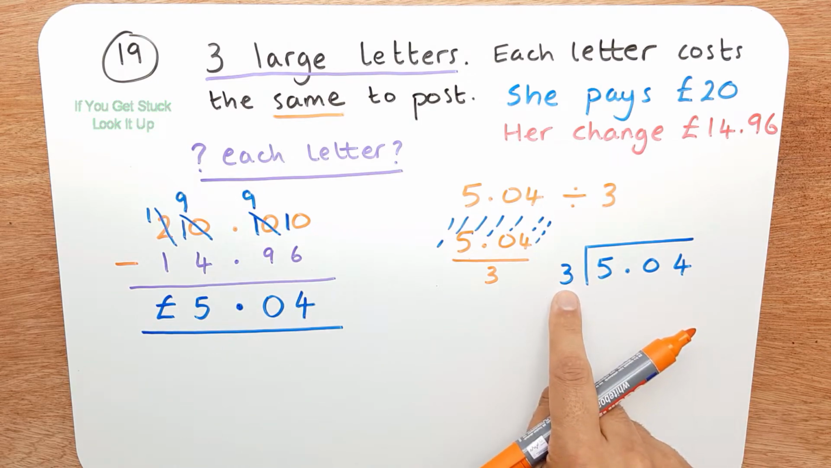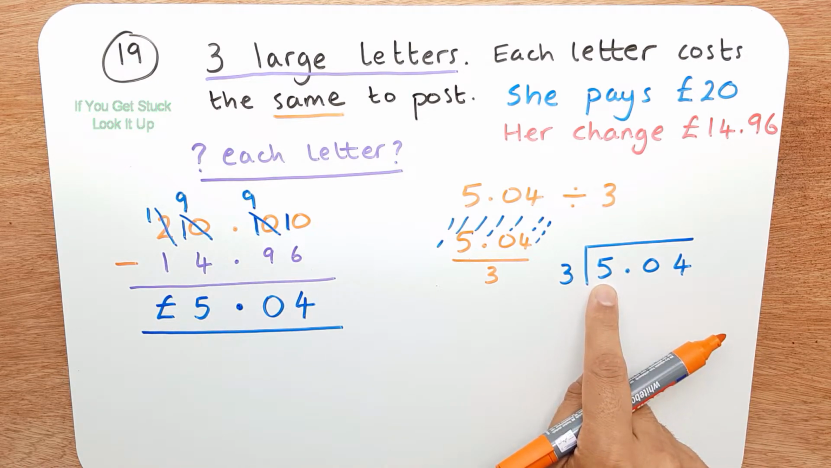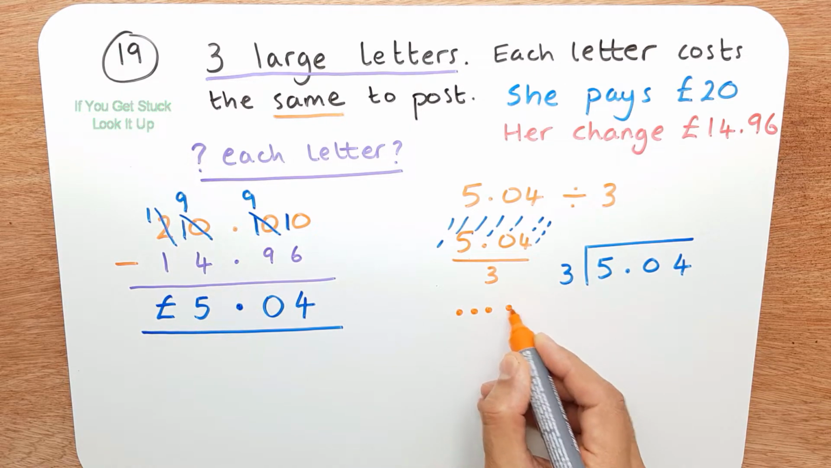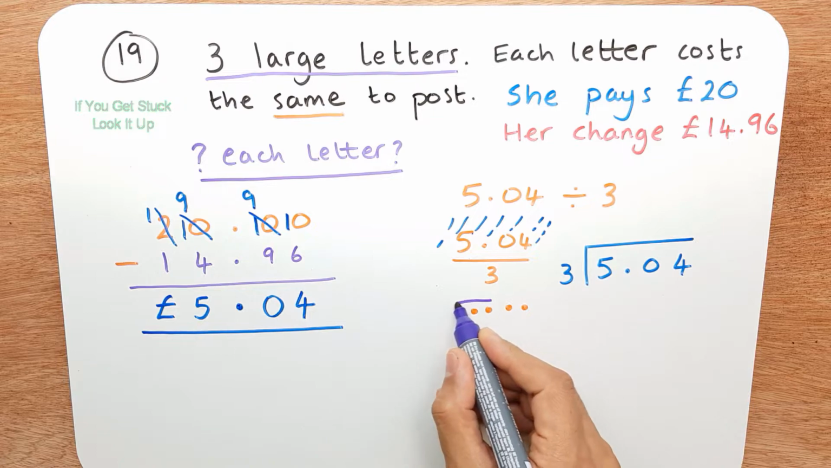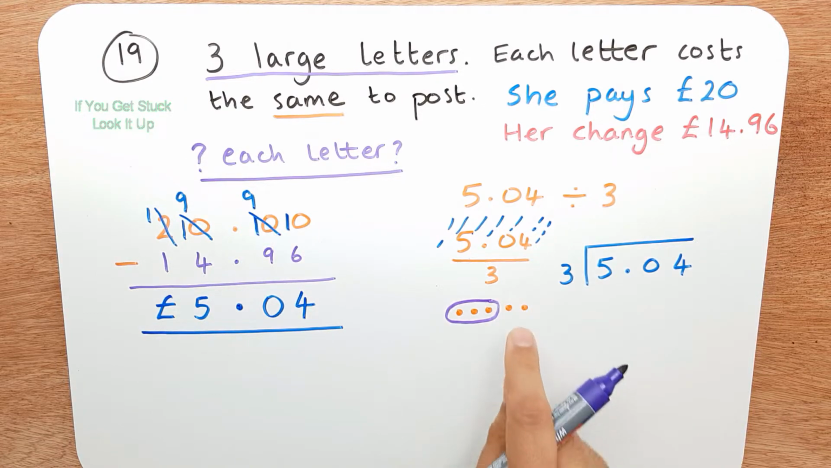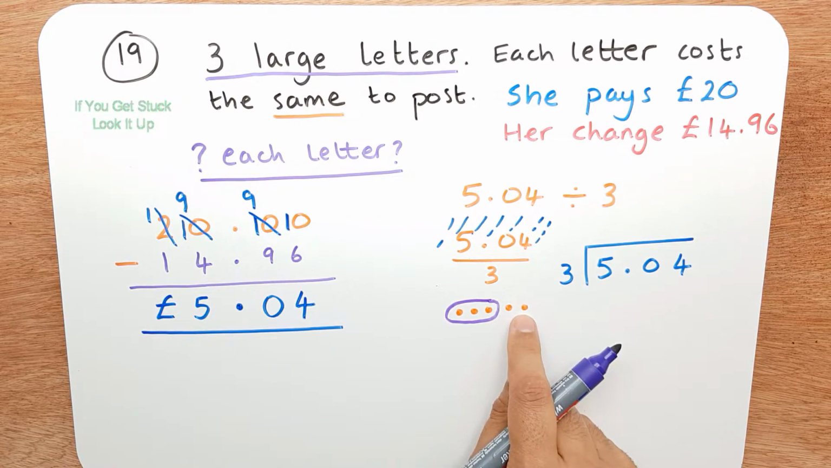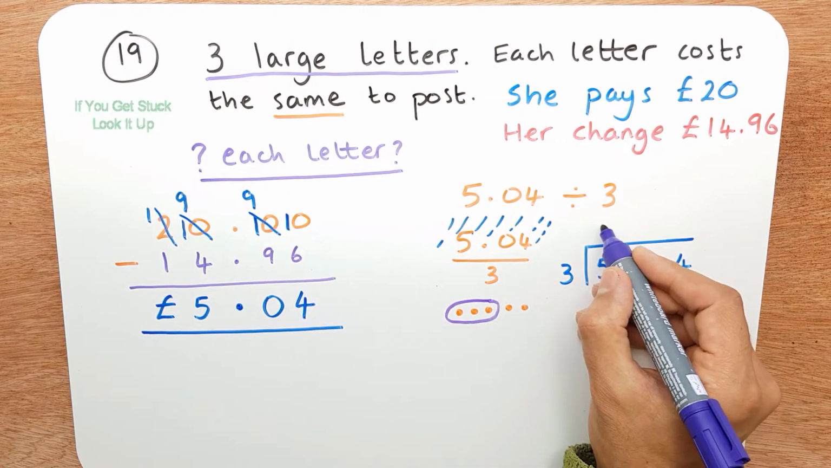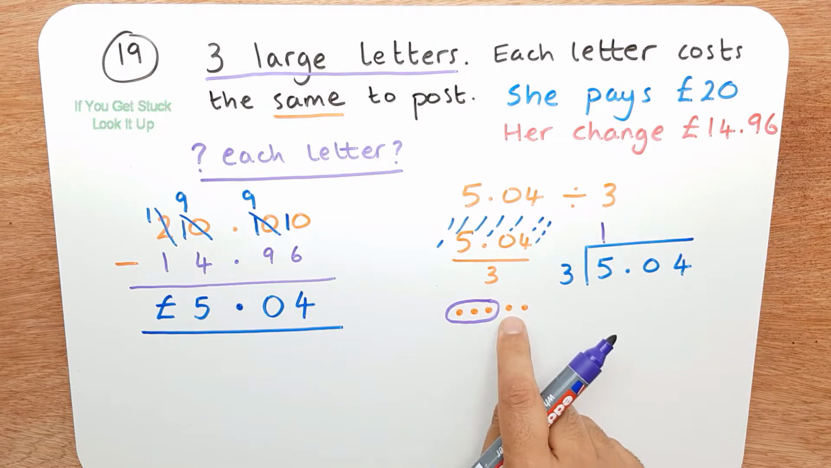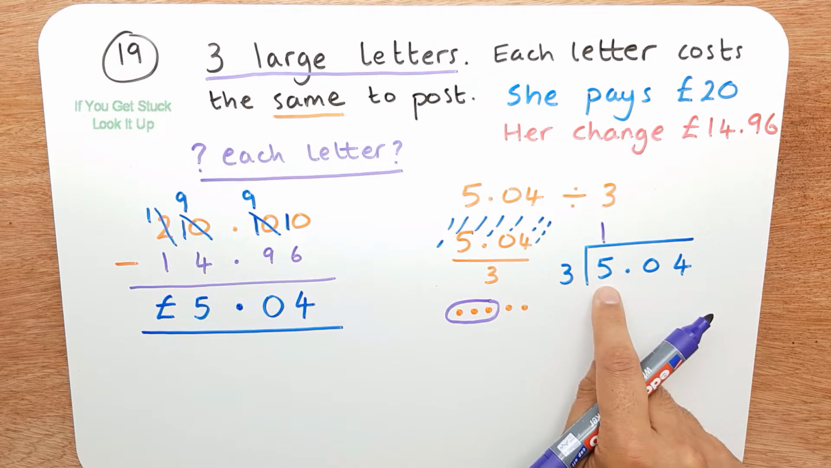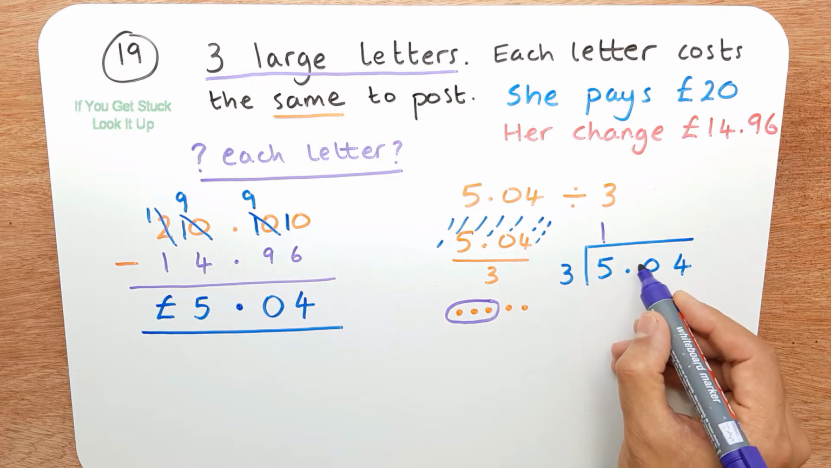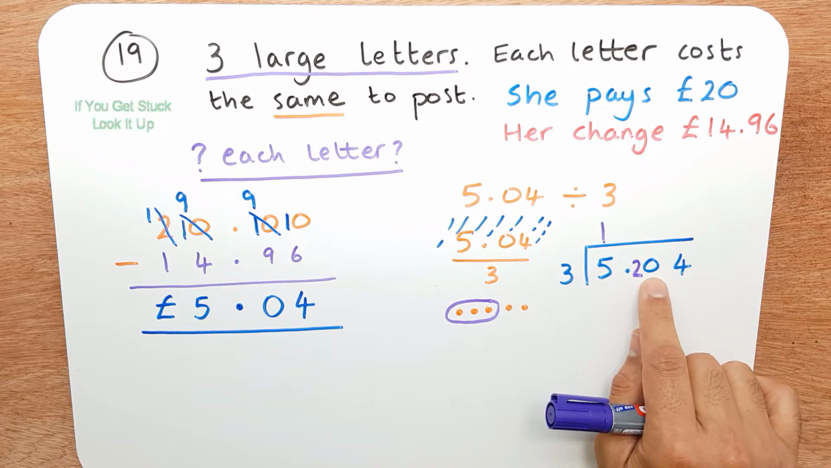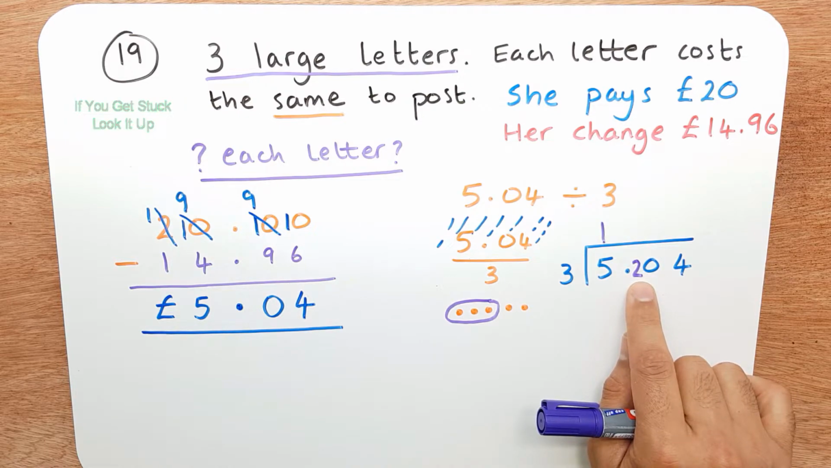Now, how many 3s are there in 5? Let's have a look. 1, 2, 3, 4, 5. I can make one group of 3. And I've not got enough to make another group. So my answer is 1 and remainder 2. And the remainder gets carried over to the next column. Over to the 0. So now that turns that 0 into a 20.